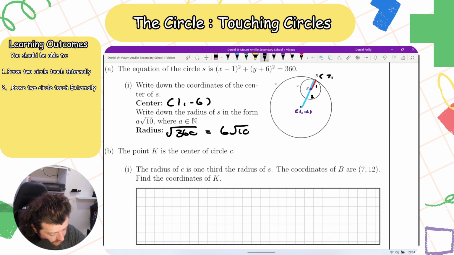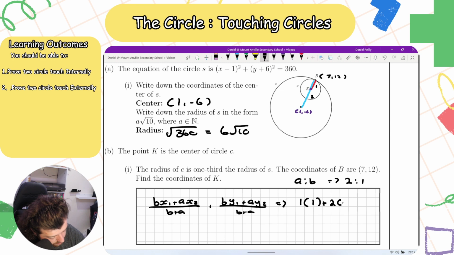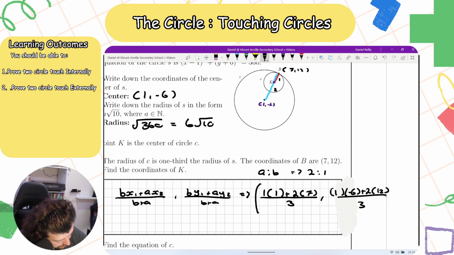So B is equal to (7, 12). So let's see what happens here. The formula is (bx1 plus ax2) all over (b plus a), and (by1 plus ay2) all over (b plus a), and a is to b is going to be 2 is to 1. So splitting it in the ratio 2 is to 1. That is going to be (1 times 1 plus 2 times 7) all over 3, and my y coordinate is going to be (1 times minus 6 plus 2 times 12) all over 3.